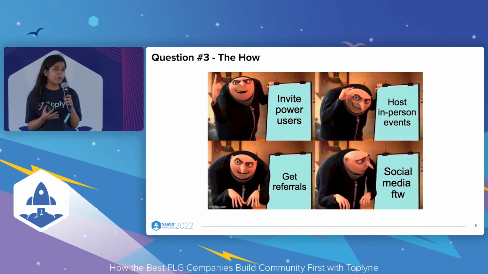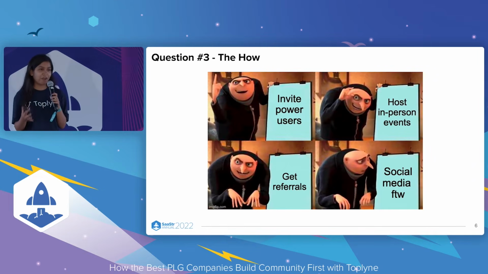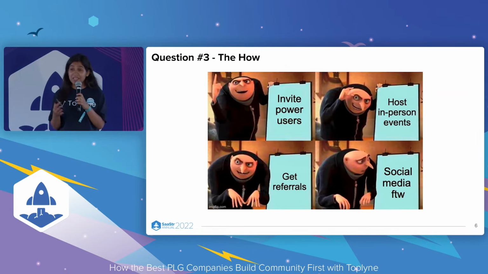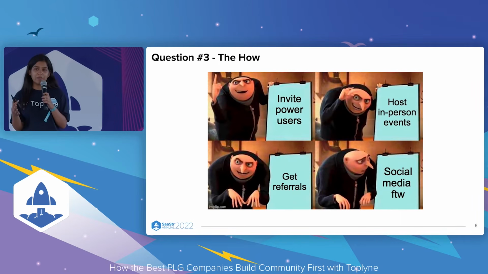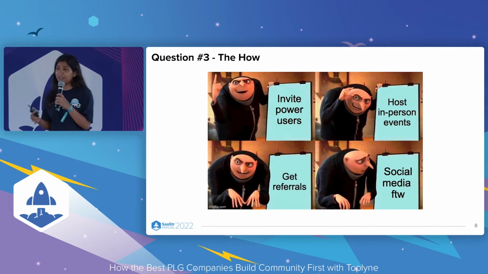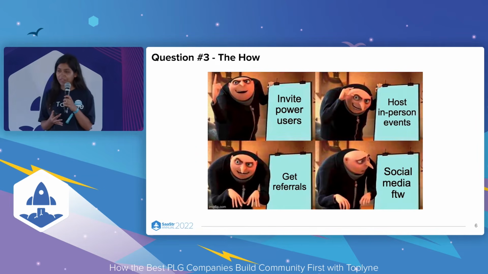Number 1, you would want to invite your power users into the community. So reach out to your customer success executives or account managers, find your best customers and get them in. The second part of the process is to host in-person events. You can go out, meet people who are already part of communities that you really care about, talk to them, and try to get them into your community.